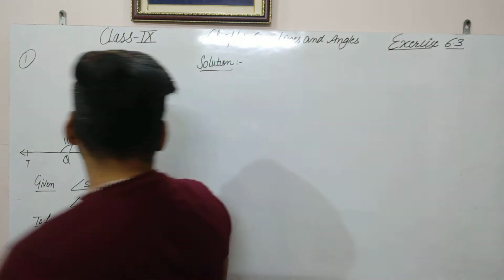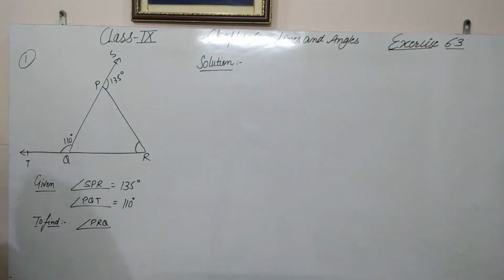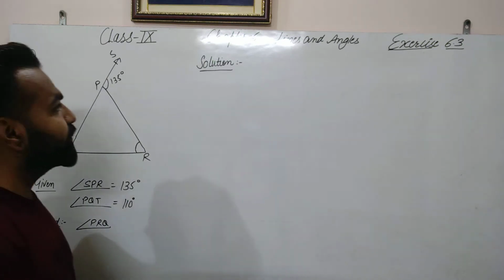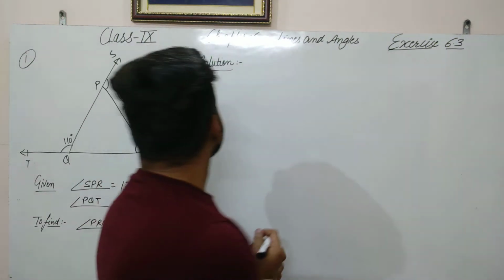So what is angle PRQ? This is the angle we have to find. We will use two properties, the angle sum property and the exterior angle property, to find angle R. So let us start the solution.